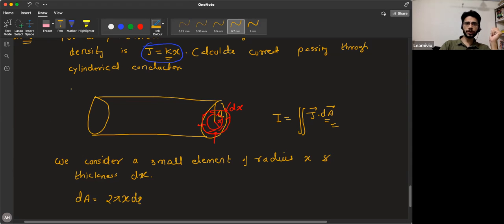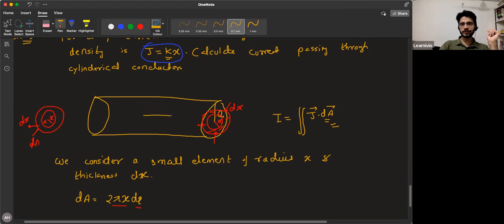So what we do is, we consider here a small ring. We call this an elemental ring. The radius of the ring is x, and the thickness of this ring is dx. So we take this ring of radius x and thickness dx. So the area of the ring becomes circumference, which is 2 pi x, multiplied by dx.